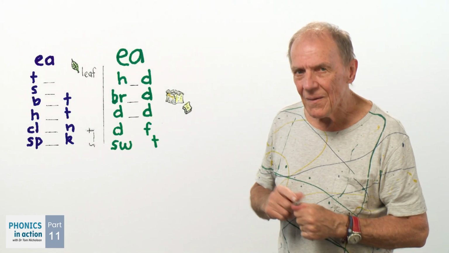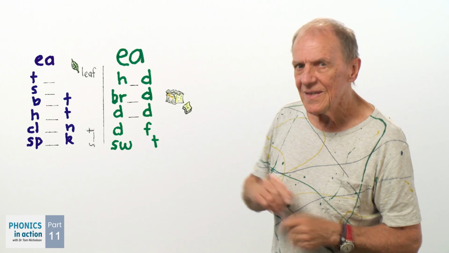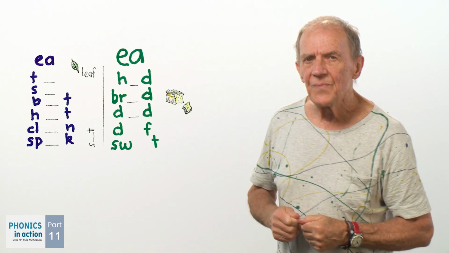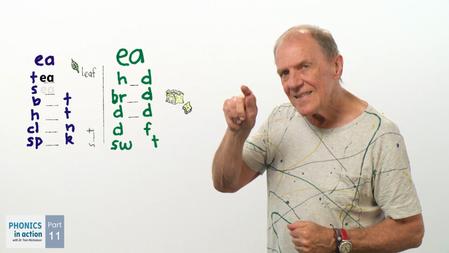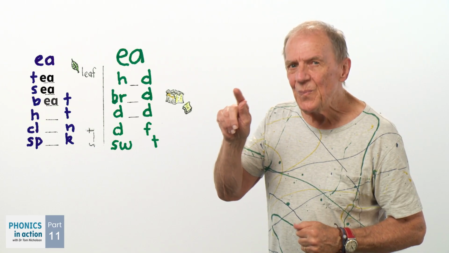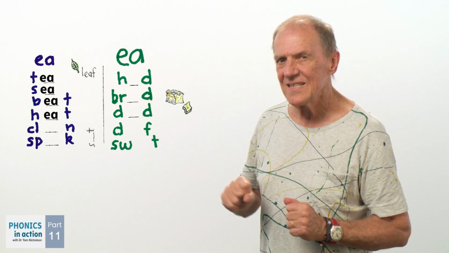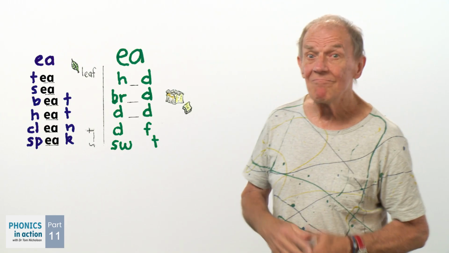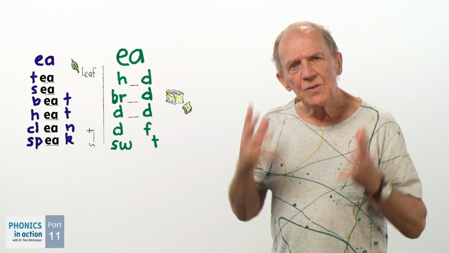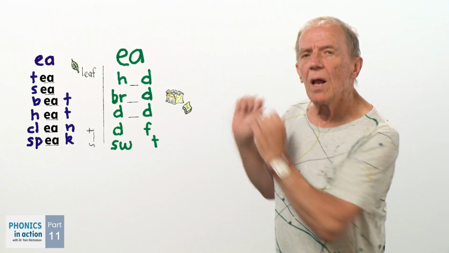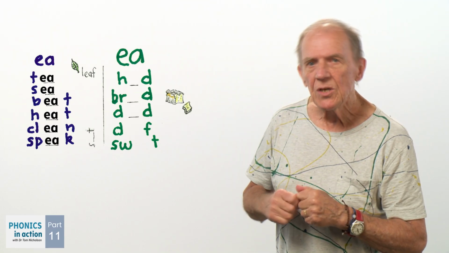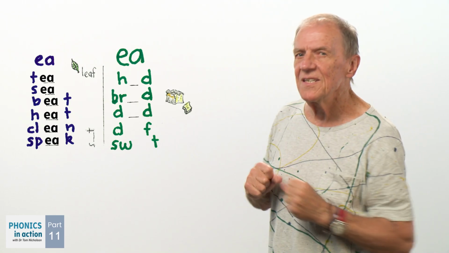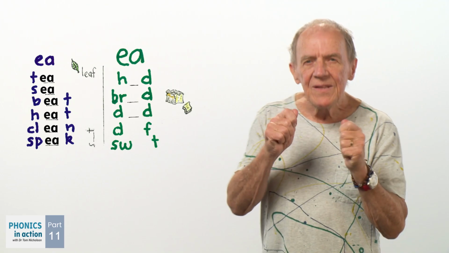Looking at the first column, the picture of the leaf is a clue to the E sound. Now I'll read the words. Tea, sea, beat, heat, clean, speak. Right, now we'll do the second sound. We're looking at the second column, and the picture of bread is a clue to this eh sound in these words.